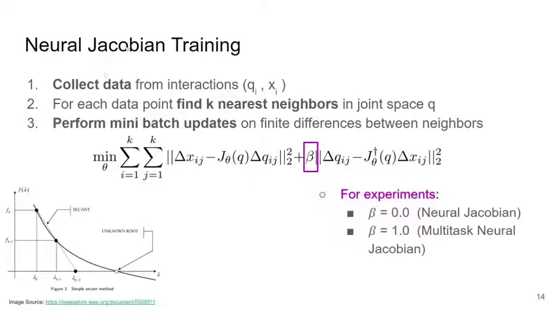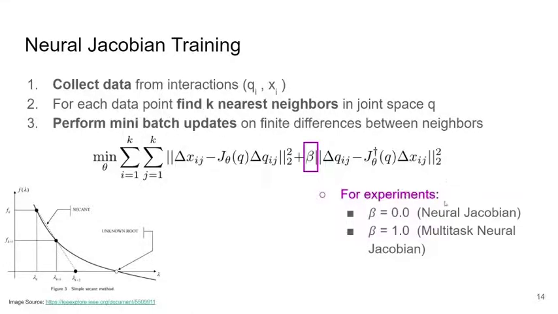So in order to train this neural Jacobian idea, we collect data, which are just interactions of the joint angles and the end effector locations of the robot moving around. We then define the k-nearest neighbors in our training set for some current training example Q, and then we just take mini batch updates over this neighborhood as discussed.